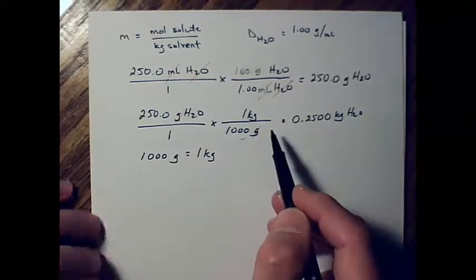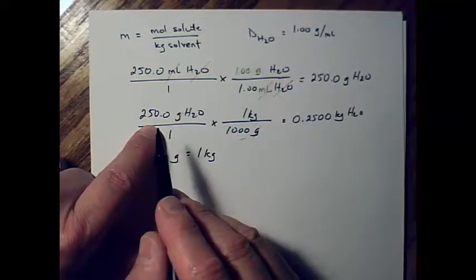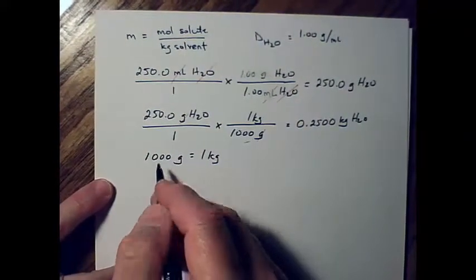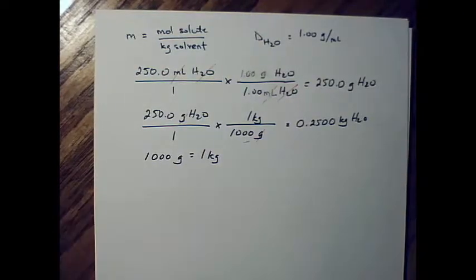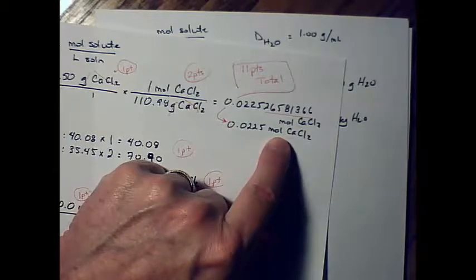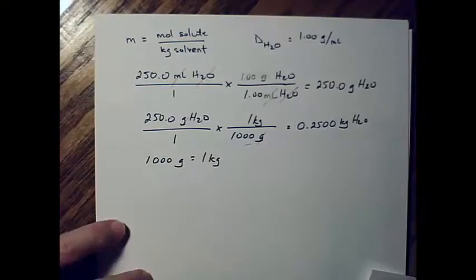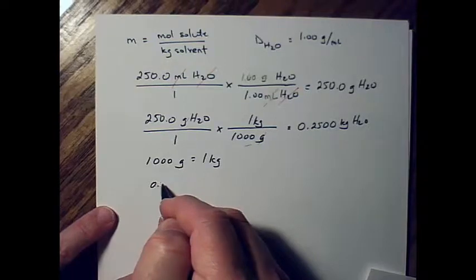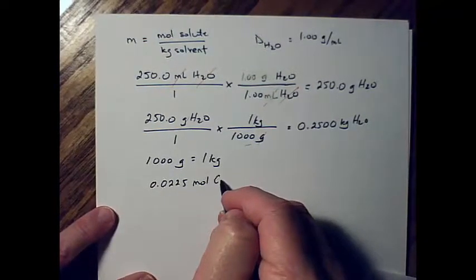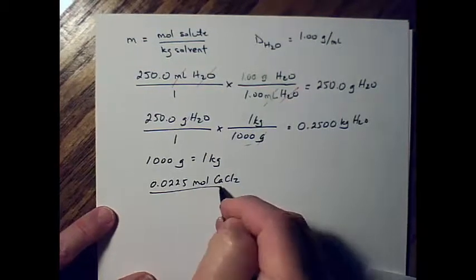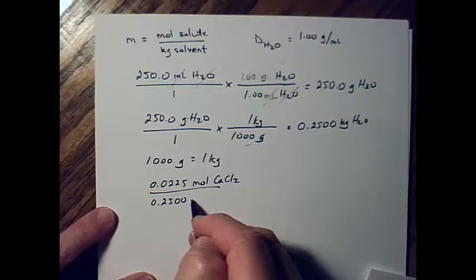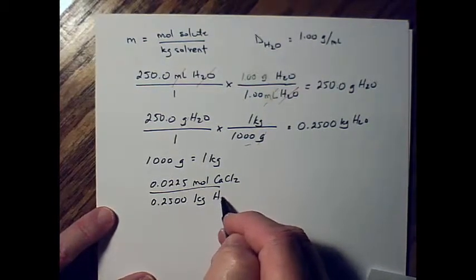Okay, so we go straight with whatever the only measured or calculated number is in the problem, and that's this one. All right, so now we're ready to put it together. Our number of moles in this solution is the same as this. So we're going to take that 0.0225 moles of calcium chloride, and we're going to put it over the amount of water, 0.2500 kilograms of water.